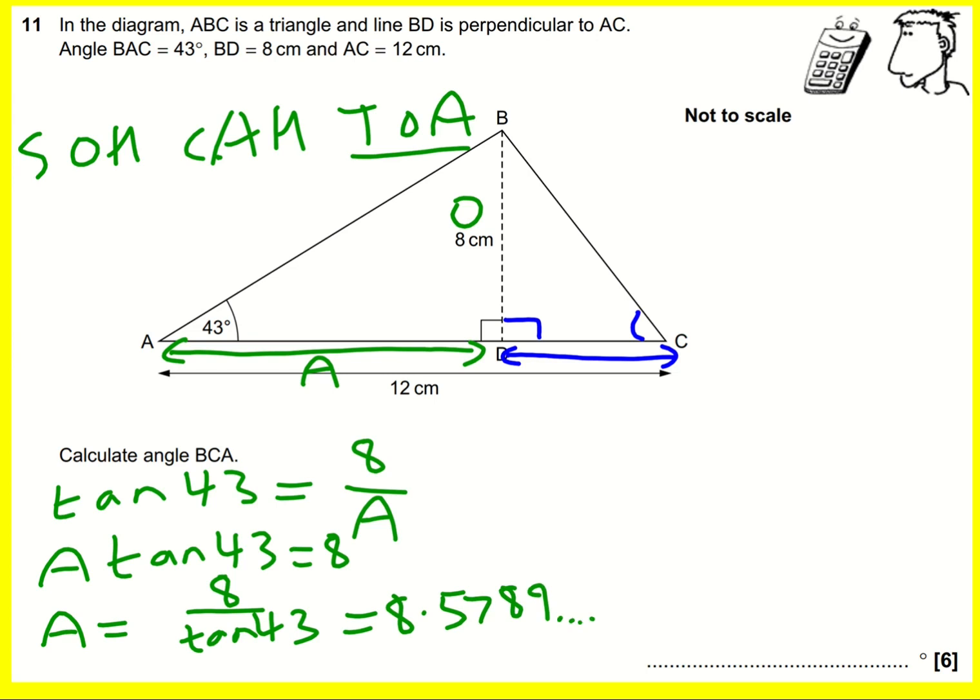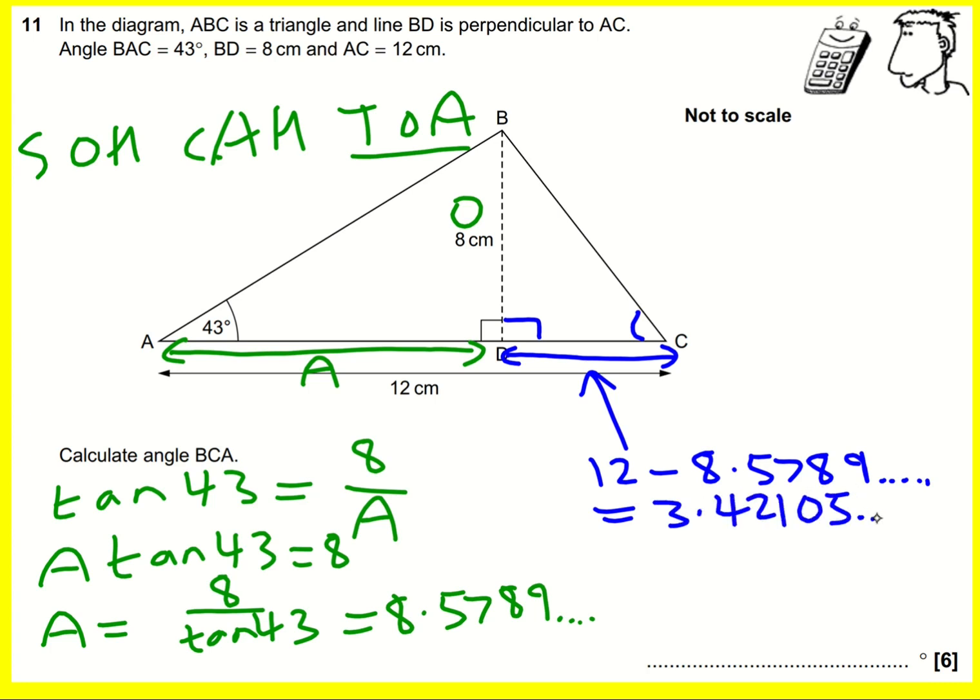And I'm well on my way now because this length here is going to be 12 minus that. 12 minus 8.5789. I can use 12 minus the answer button on my calculator, and that's going to be 3.42105. And I'm nearly there because I want this angle.